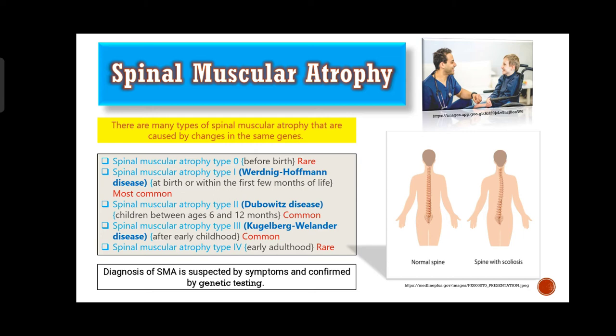Spinal muscular atrophy type 4. It begins in early adulthood and it is a rare type. They experience mild to moderate muscle weakness, tremors, and mild breathing problems. People with this type have a normal life expectancy.